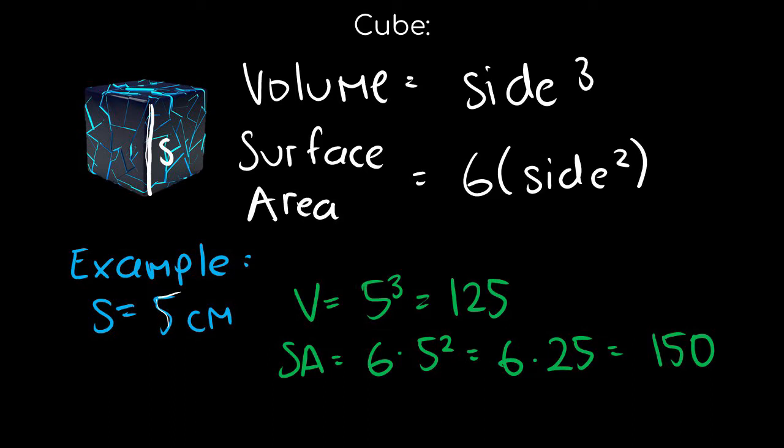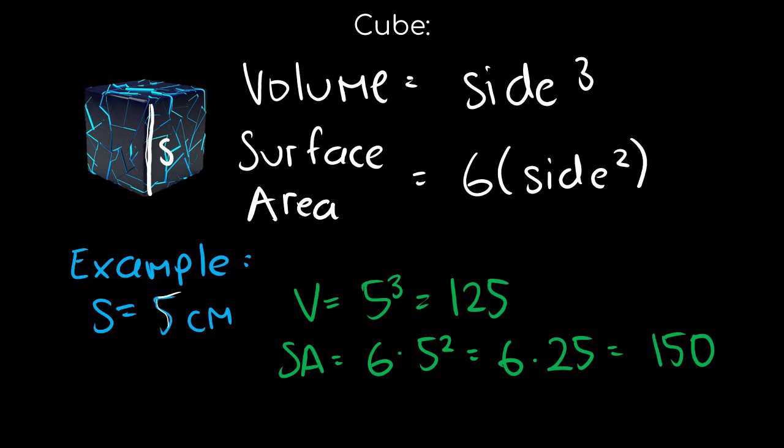Let's have an example of how to solve this problem. Let's say our Rubik's Cube has 5 centimeters. That's the length of its side. The volume would be 5 cubed, which is 125. Why did we get this answer? It is because of this: 5 multiplied by 5 multiplied by 5. So we're multiplying 5 by itself 3 times.